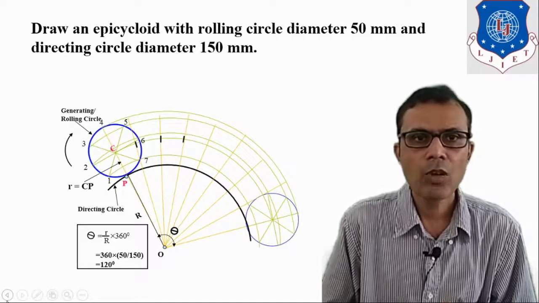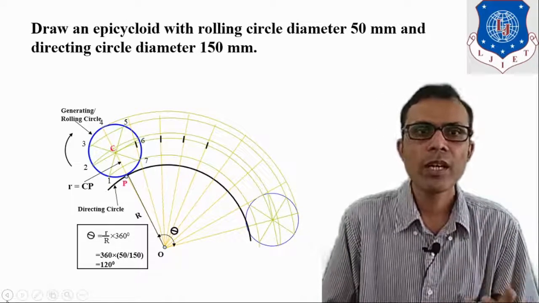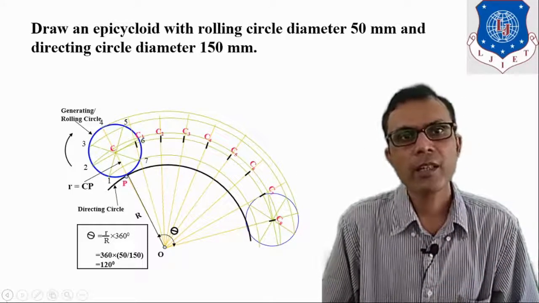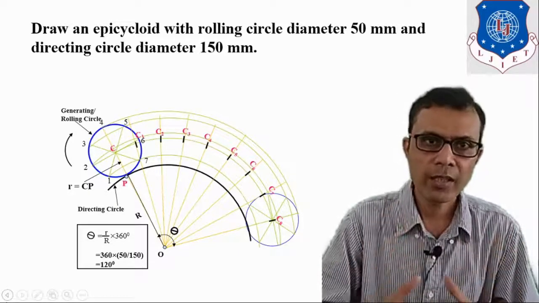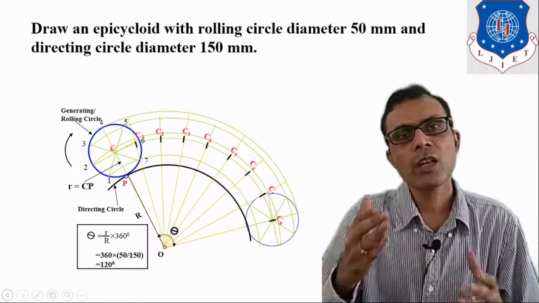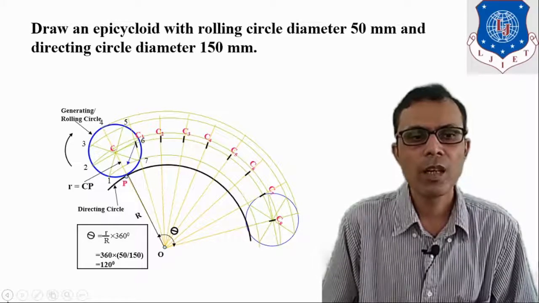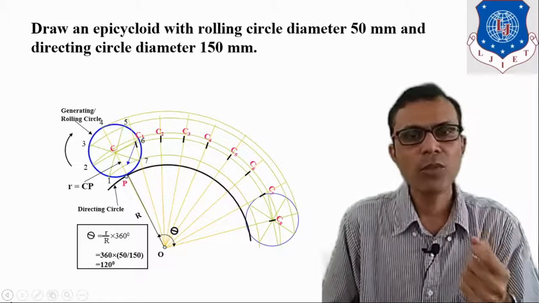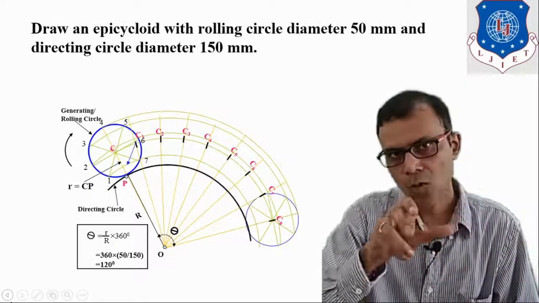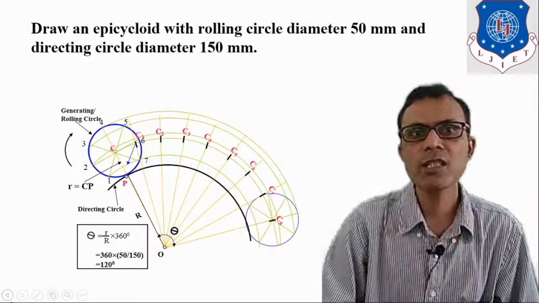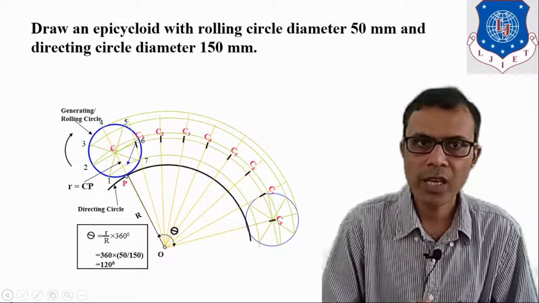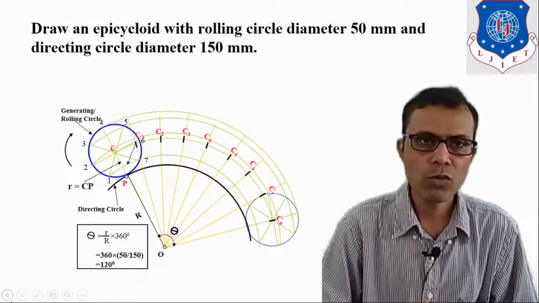Now we get different positions of the center, starting from C0 to C8. These are the different positions of the center which the rolling circle occupies as it rotates on the directing circle. Now we have to find the different positions of the initial point P0. Initially it is at P, but when the circle rolls and its position changes, the position of the moving point P also changes. All these positions we have to find out.